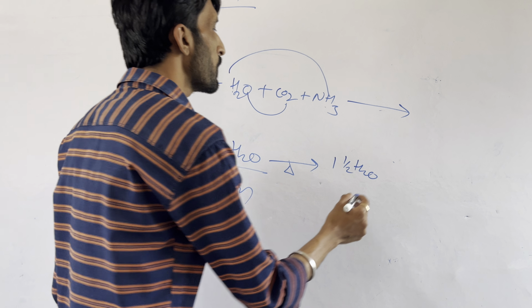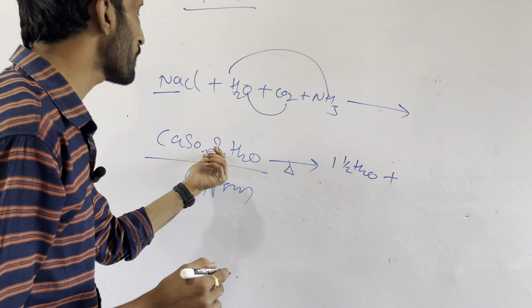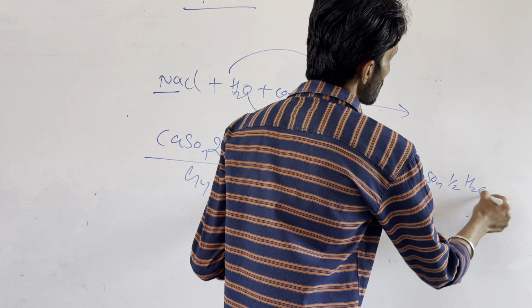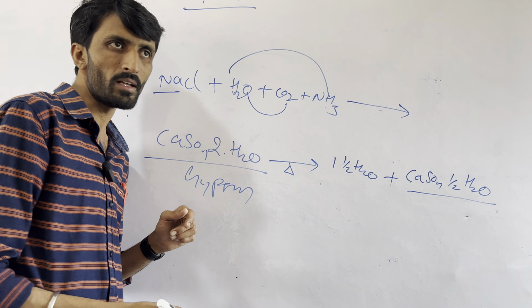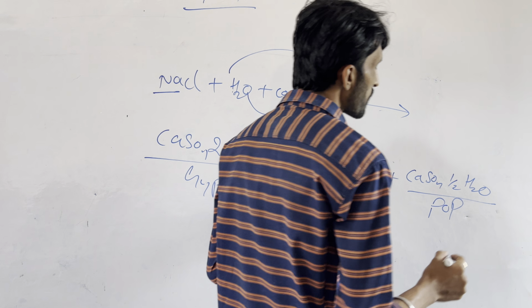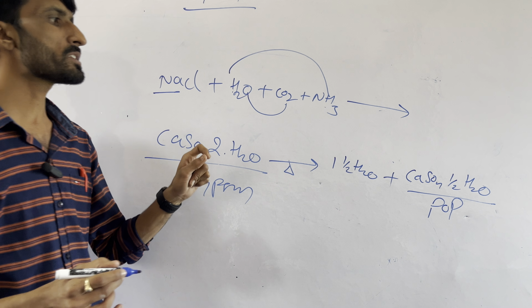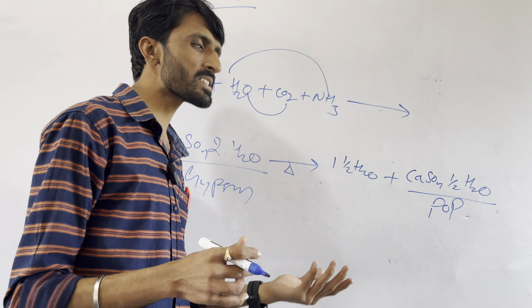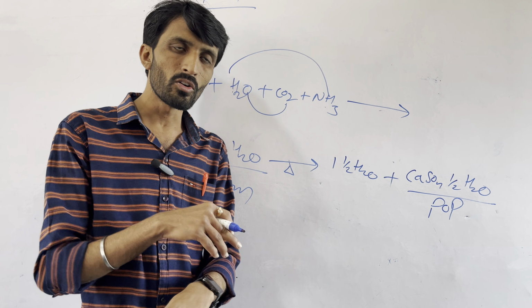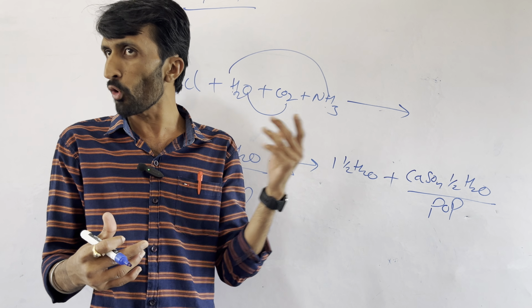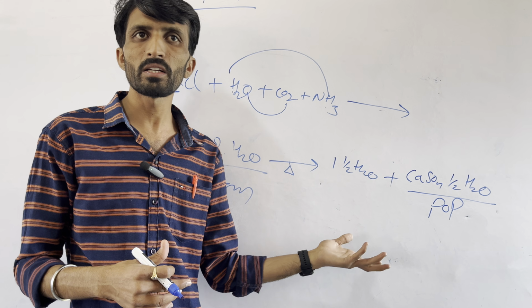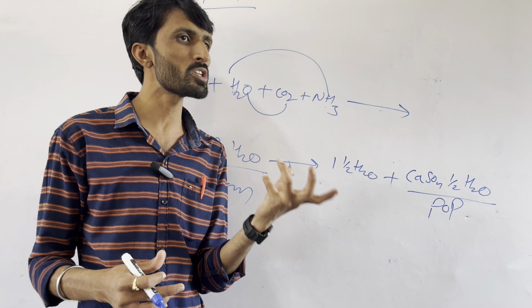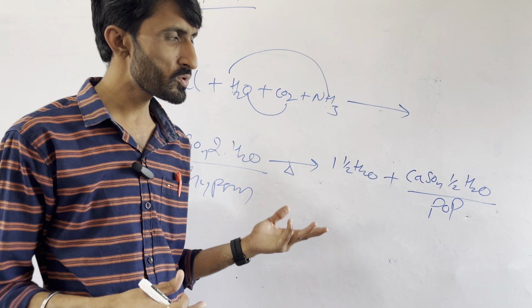So what is left over here? The product CaSO4 half H2O. Calcium sulfate hemihydrate. This is called POP, plaster of Paris. This plaster of Paris is used in so many areas. It is used for false ceiling designs; whenever there are accidents and bones get cracked, doctors use plaster made with POP. Then it is used in the painting industry. So many areas are there where they use POP, and they make sculptures, idols and so on, using that POP.